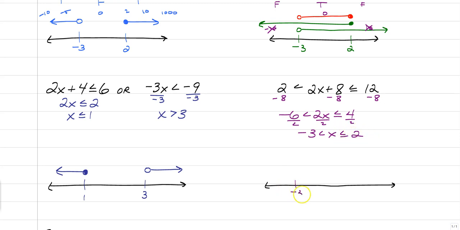So we have our negative 3, and we have our 2. X has got to be greater than negative 3, and x is going to be less than or equal to 2. Now, our final answer for this compound inequality is only what's in between negative 3 and 2, but not including the negative 3. So this would be considered our final answer, or our third tier.